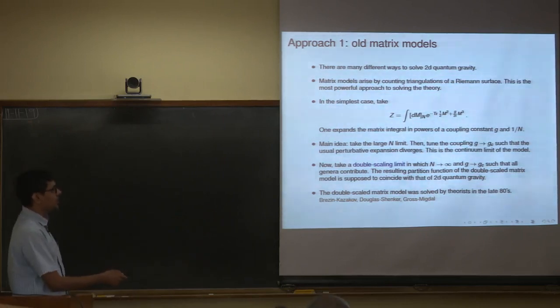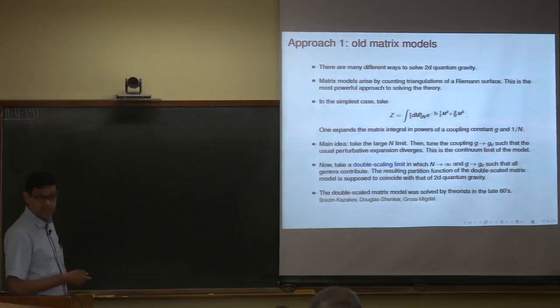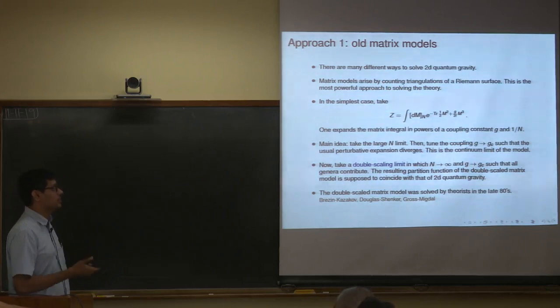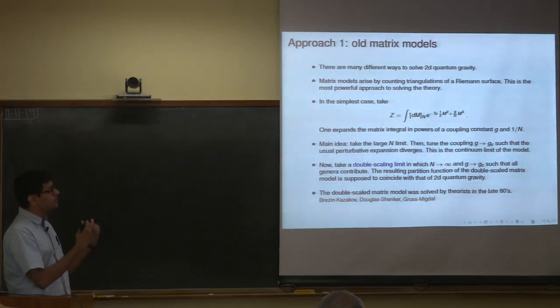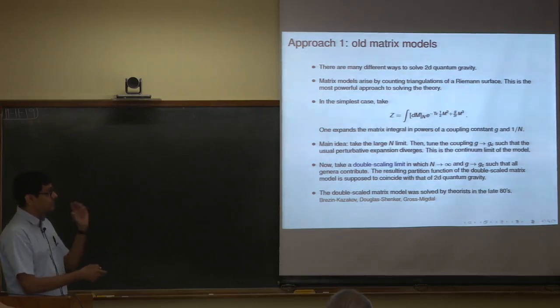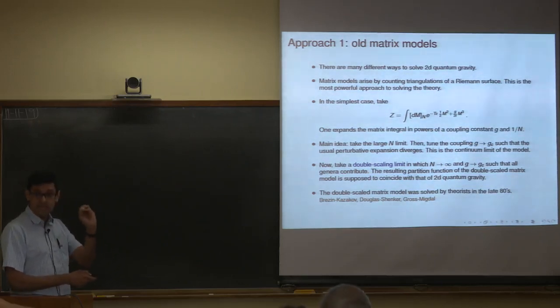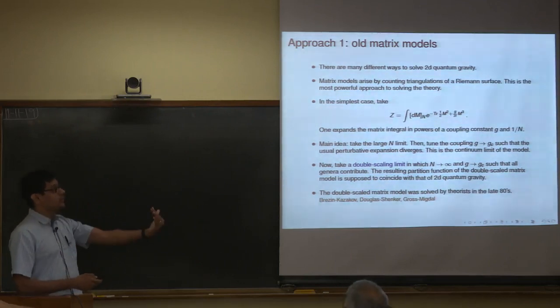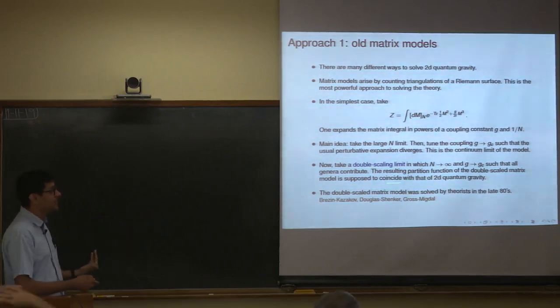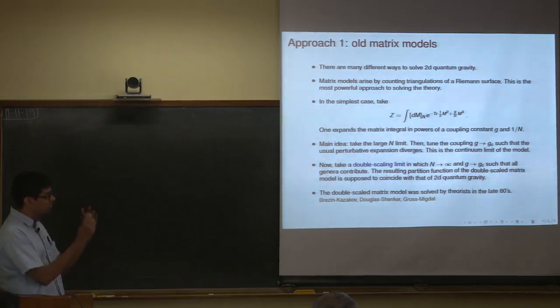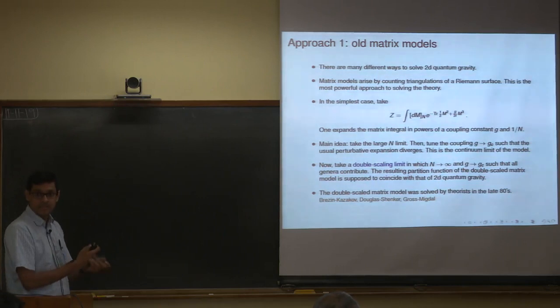Okay, so the idea: if you take the naive large-N limit, what people found was that there is a critical coupling at which the perturbation expansion diverges. And this is supposed to be the continuum limit of the model. But you see there, you are stuck to the sphere partition function, the genus 0 contribution. So if you want all genera to contribute, what people did was to take a double scaling limit, where you take N to infinity, you tune g to this critical value, and you keep some combination fixed, which depends on the critical exponent, this KPZ scaling and so on.